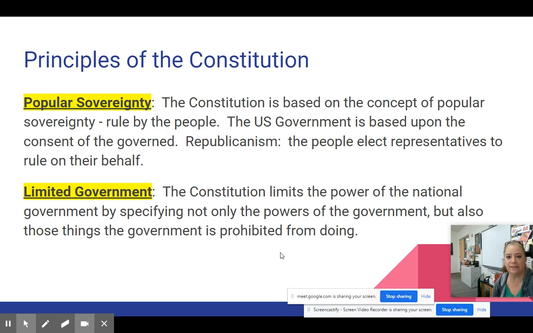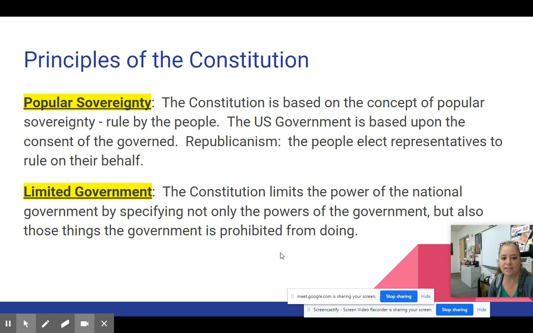Republicanism, when you're looking at that as a term in government, doesn't mean Republican versus Democrat Party. A republic just means that we elect people to represent us in government versus everybody having to vote on everything for everything. So in other words, when laws are made, every citizen in the United States doesn't vote on those laws. We vote on representatives to Congress to vote on those laws. That's what a republic is.